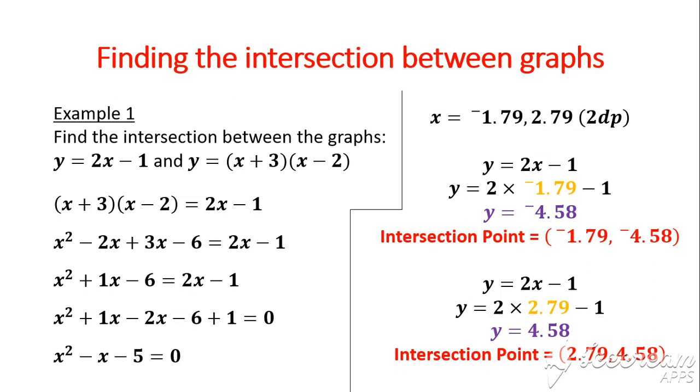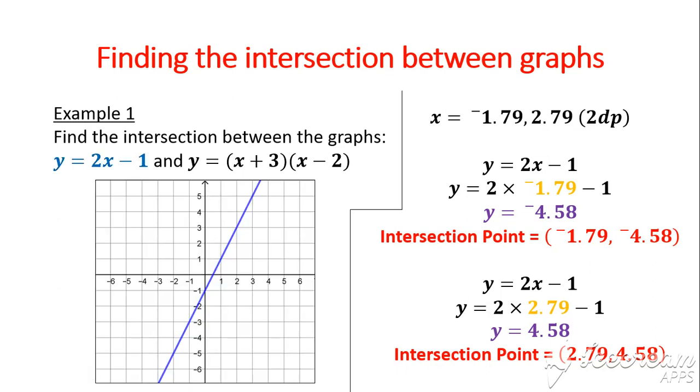So what have I done with all this working? I've managed to find my two intersection points. So let me go back and bring up the graph once again. Here's my straight line graph, here's my parabola, and here's my two intersection points. My first intersection point is this point here at negative 1.79 comma negative 4.58. And my second intersection point is this point here at 2.79 comma 4.58.